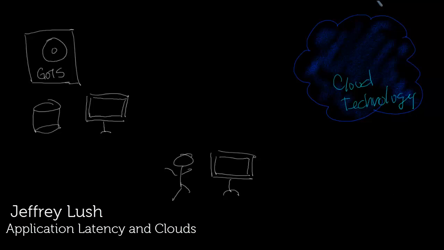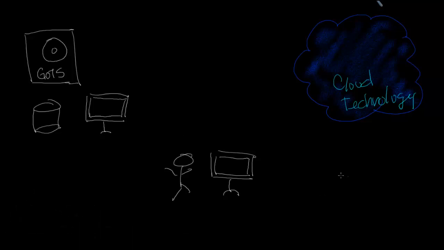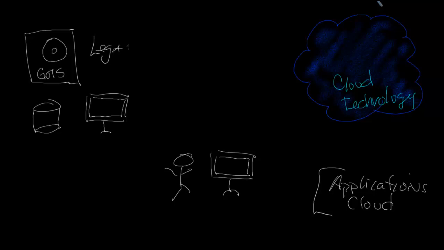Let's talk a little bit here about application latency and cloud technology. So we're really talking about how we deliver applications over a cloud environment, and when we're talking about legacy environments, many of us have these legacy infrastructures, and now we want to move to this new infrastructure called cloud. So what are some of the gotchas associated with that?